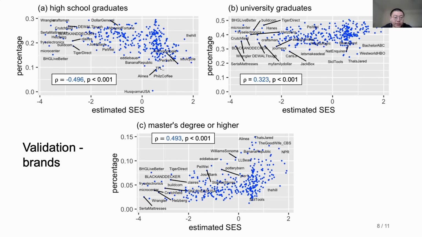Overall, brands with higher estimated SES indeed tend to have an audience with a higher educational level. As you can see, brands with higher estimated SES are strongly associated with a lower percentage of high school graduates in the audience, a slightly higher percentage of university graduates, and significantly higher master's degrees or higher. In all of our analysis, we use Spearman's rank association because currently we care more about the order instead of the scale.